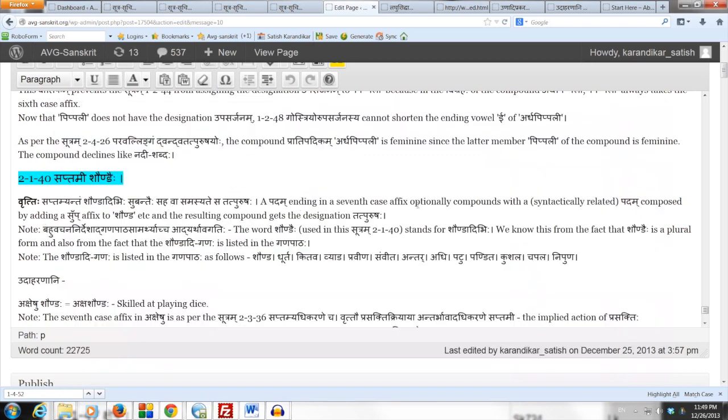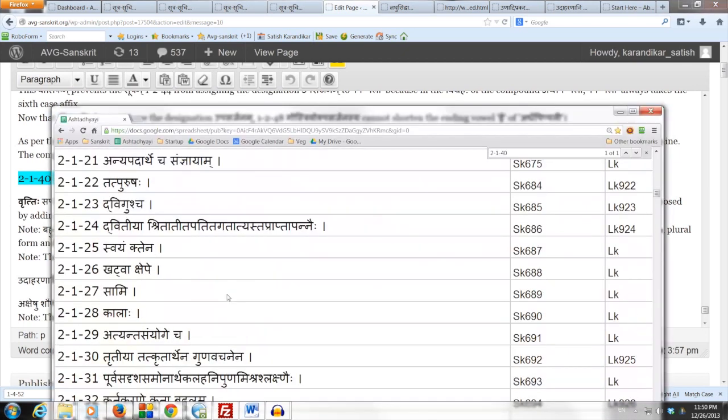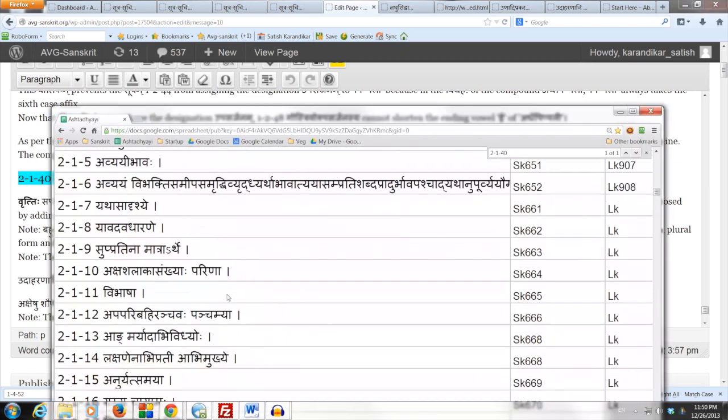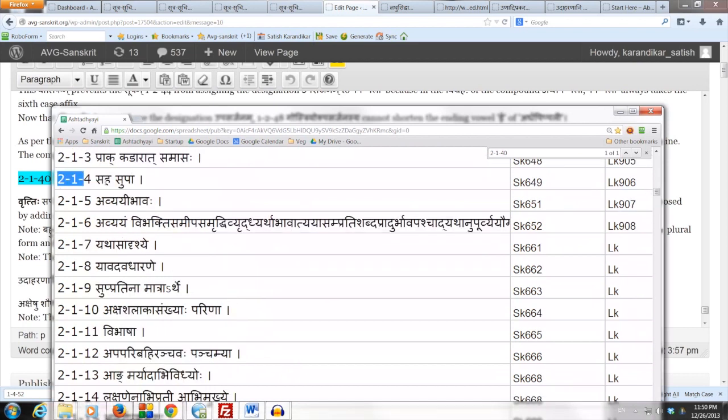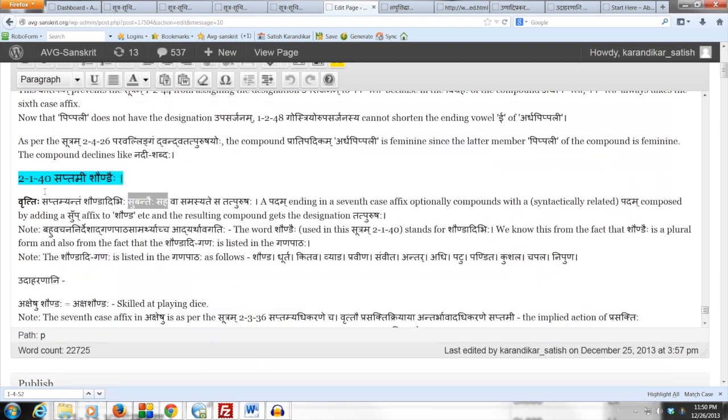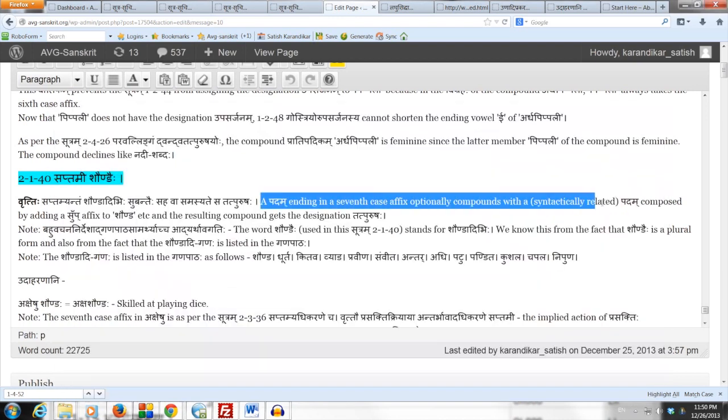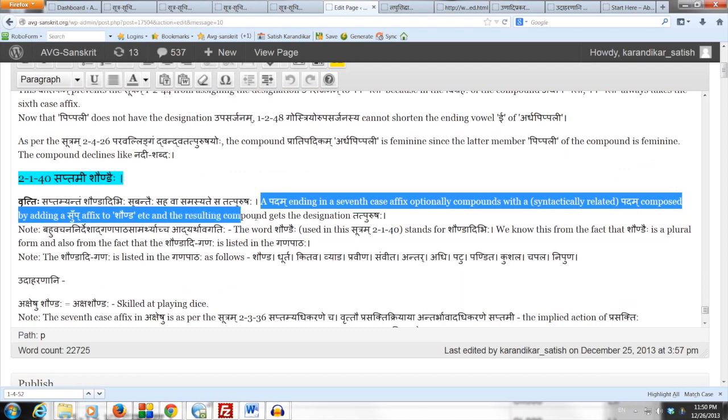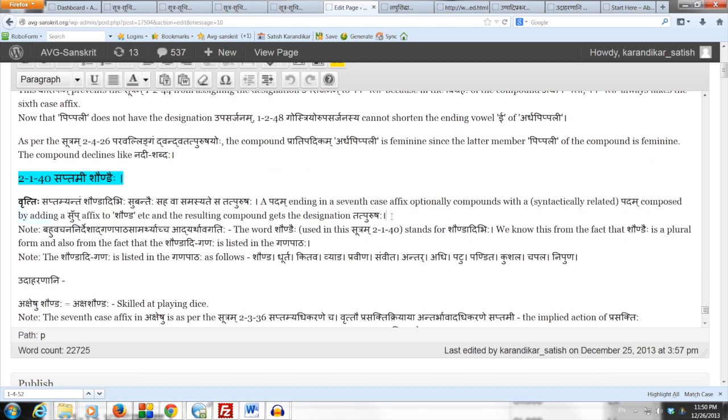Secondly, why does it say Subantaihi Saha? Because of the adhikara of Sahasupa, which is coming down from 214. So compounding has to be done with a Subantam Padam. So the meaning of this sutram is a Padam ending in a seventh case affix optionally compounds with a syntactically related Padam composed by adding a sup affix to Shaund, etc. and the resulting compound gets the designation Tatpurushaha.